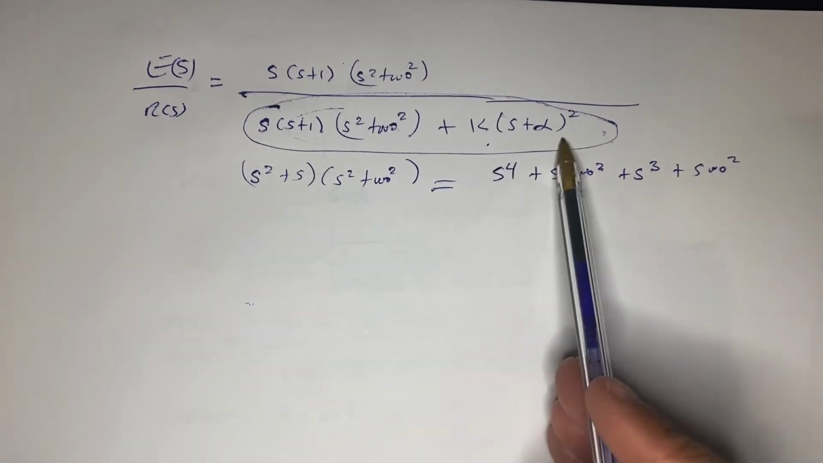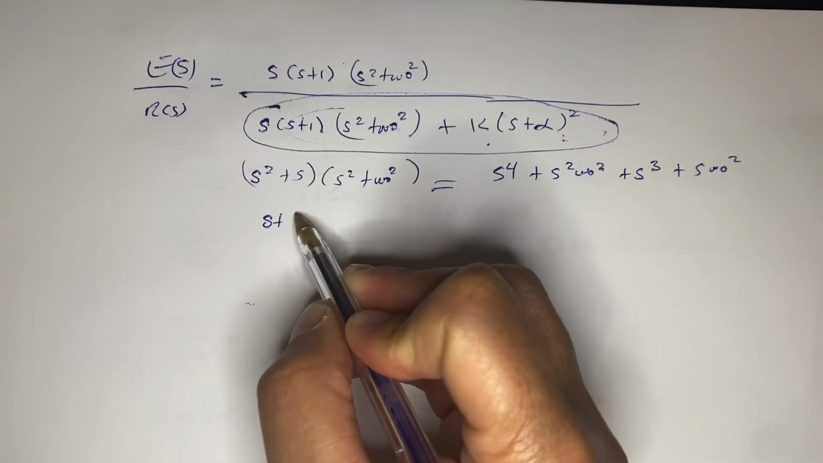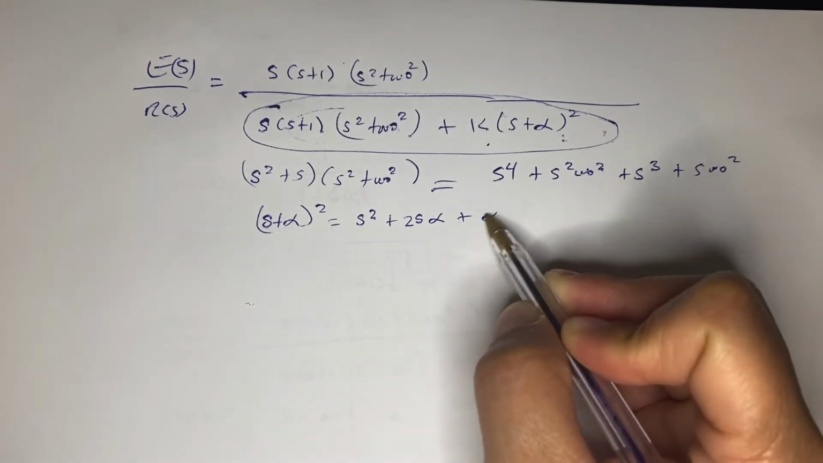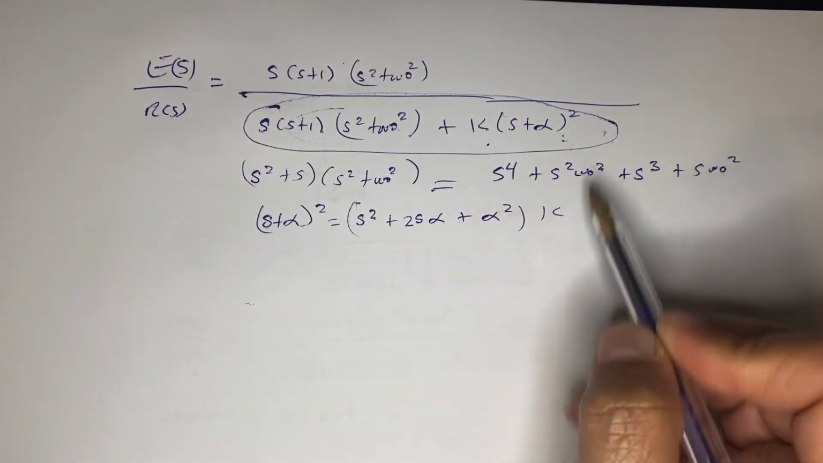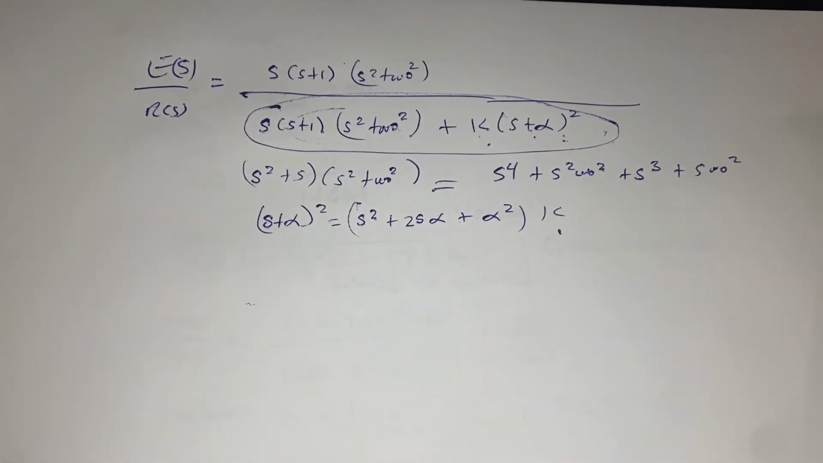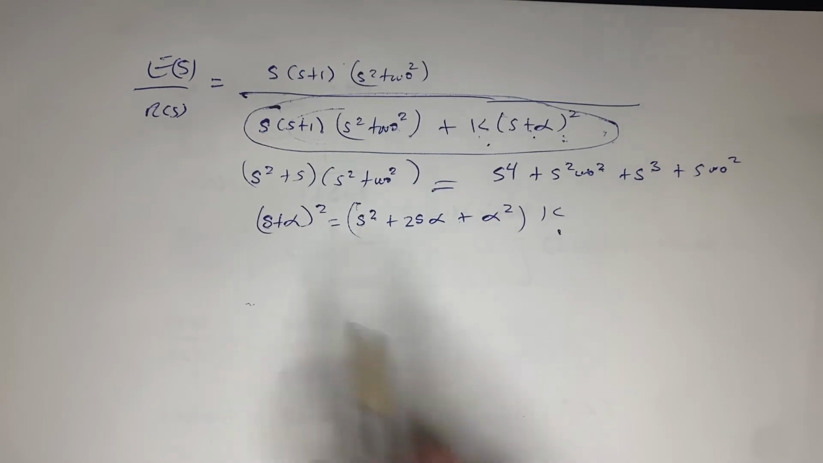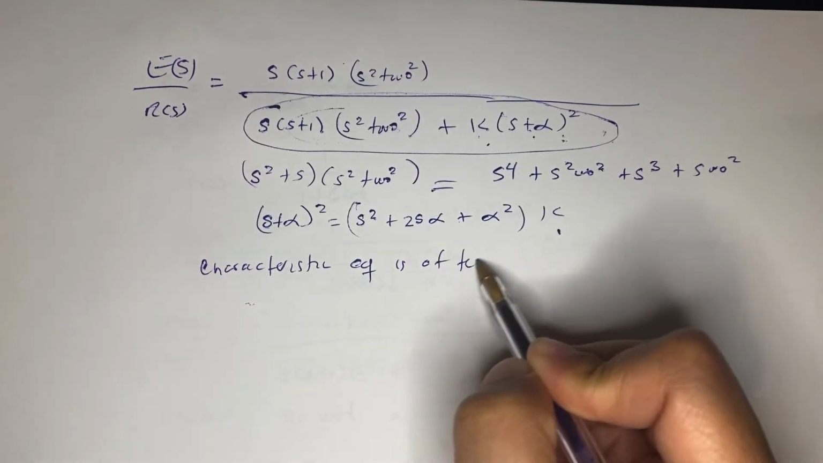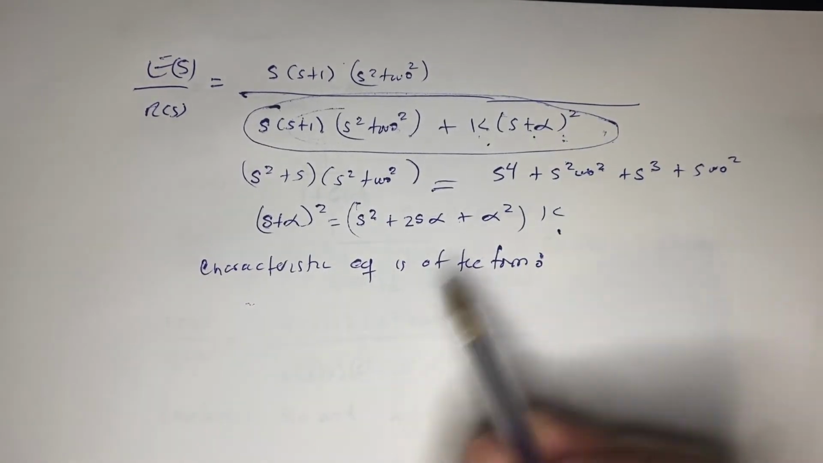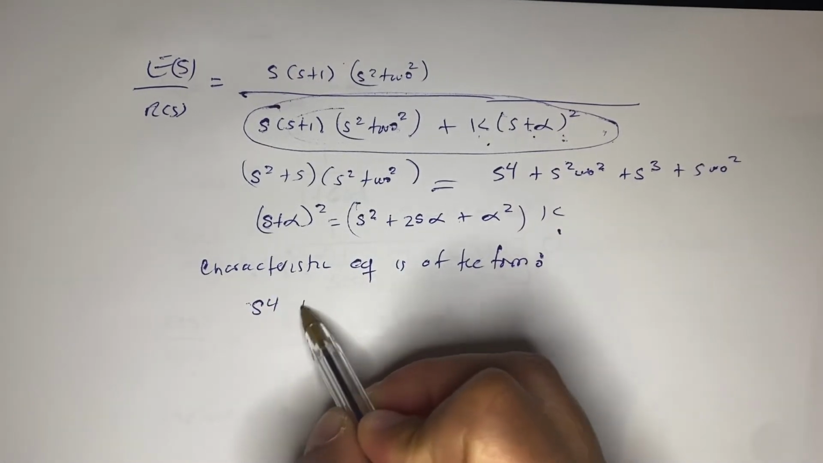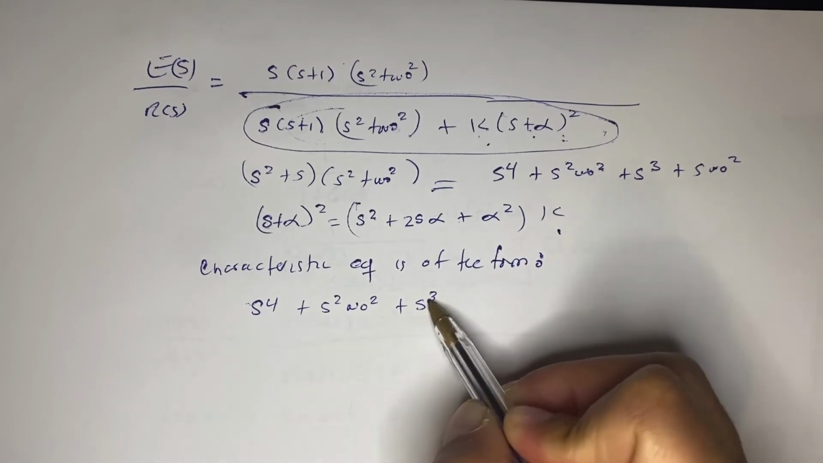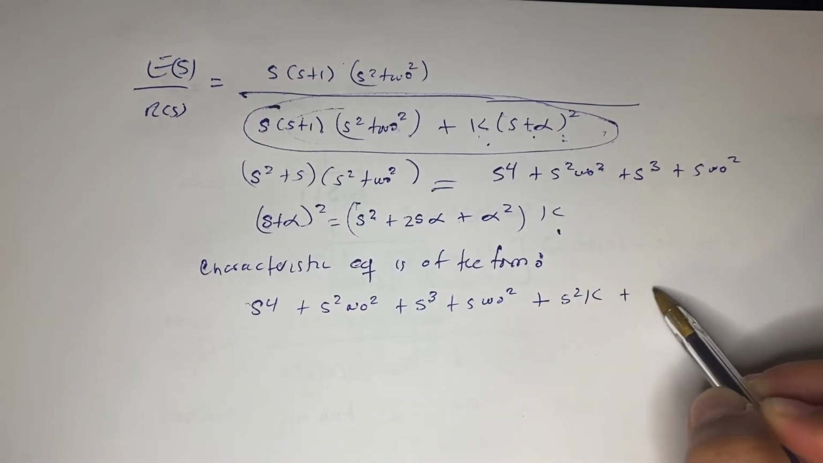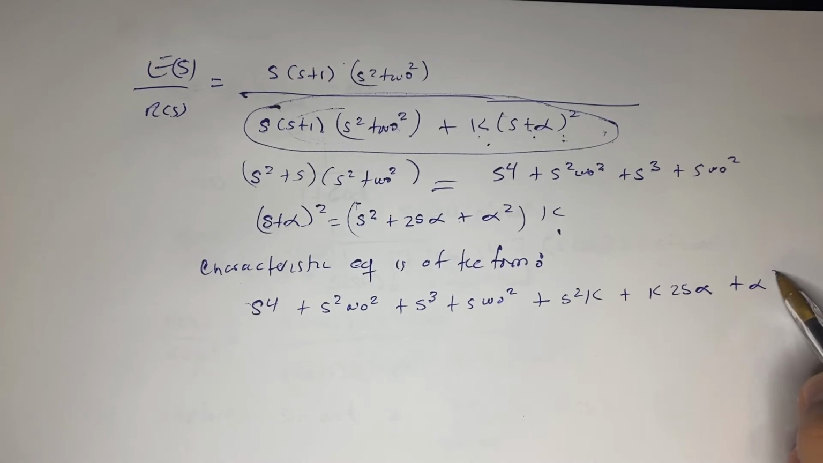Now, let's simplify this. We know that s plus alpha squared is equal to s squared plus 2s alpha plus alpha squared, and all of this is multiplied by k. So now we can put the characteristic equation in the following form. We have s to the 4 plus s squared W0 squared plus s to the cube plus s W0 squared plus s squared k plus k times 2s alpha plus alpha squared k.